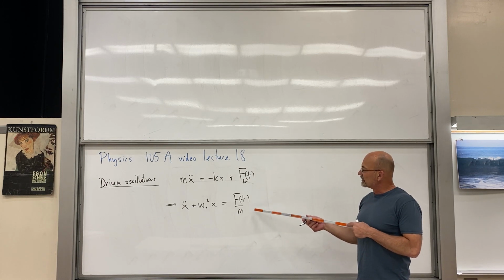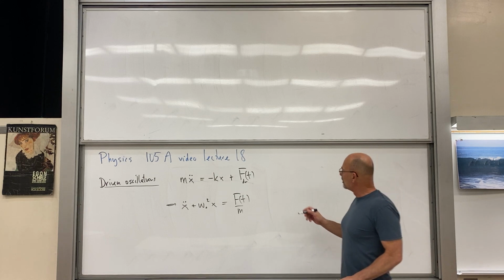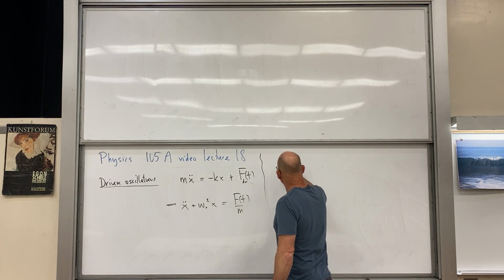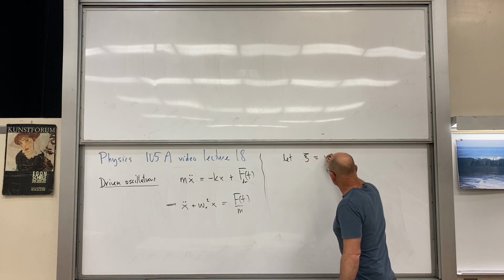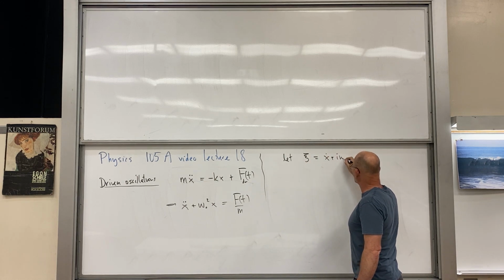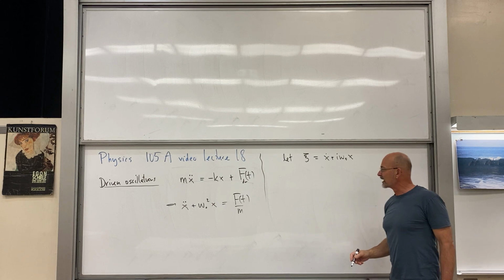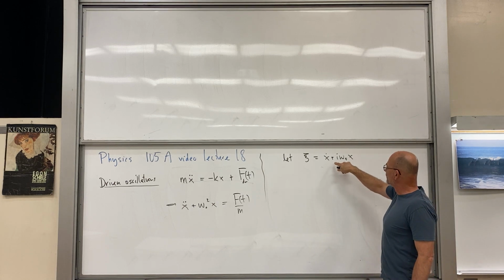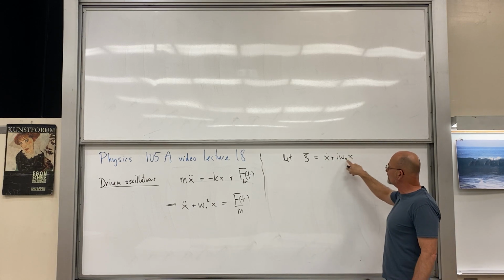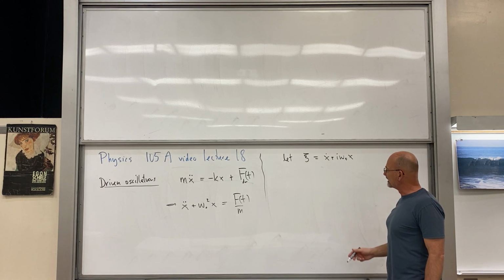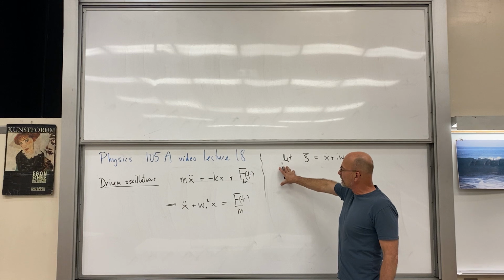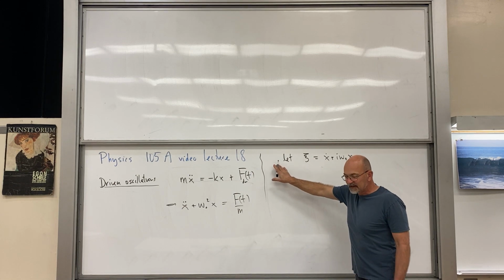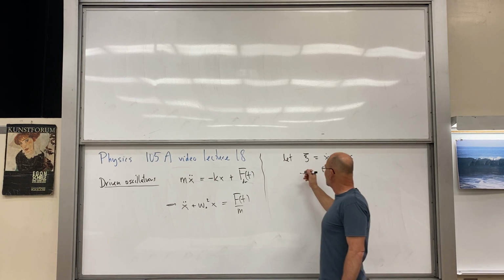So the technique to solve this involved letting c be equal to x dot plus i omega naught x. So we had a combination of these quantities that are assumed real, giving us this complex quantity, and we turned this into a first order differential equation. Have another look at it, it's a lot of fun.